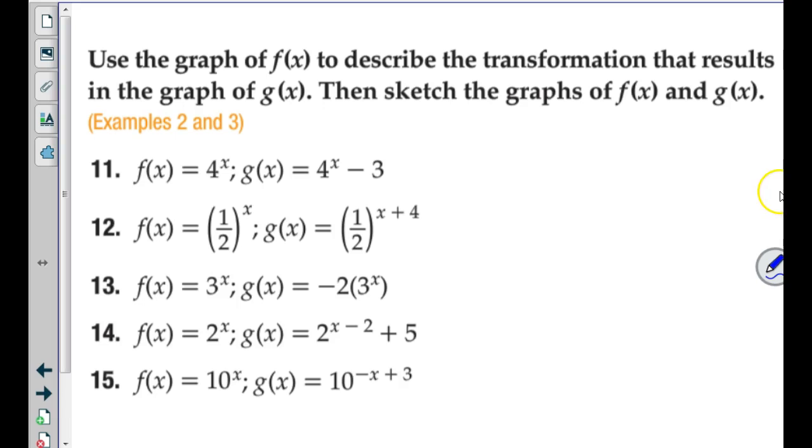Just because you don't have this. This is bookwork. Were you assigned any on 11 through 15 last night? I don't have it updated. You had to do 13 and 14? Okay.